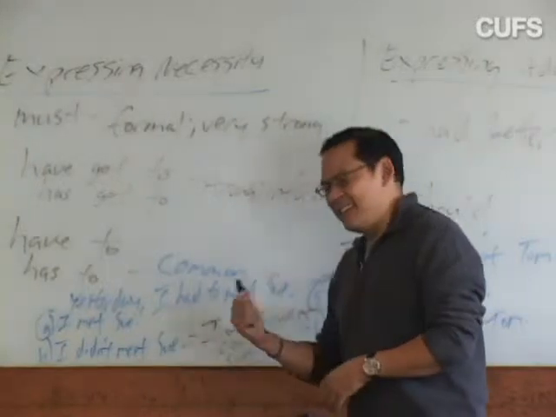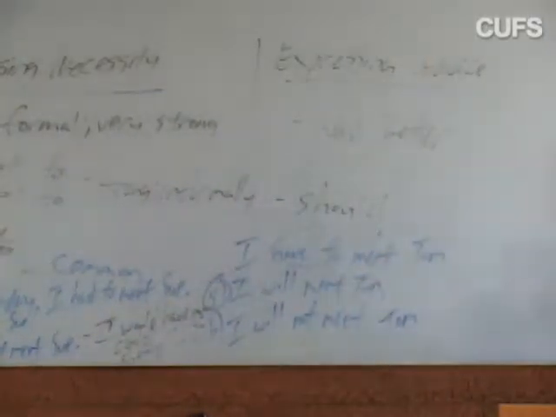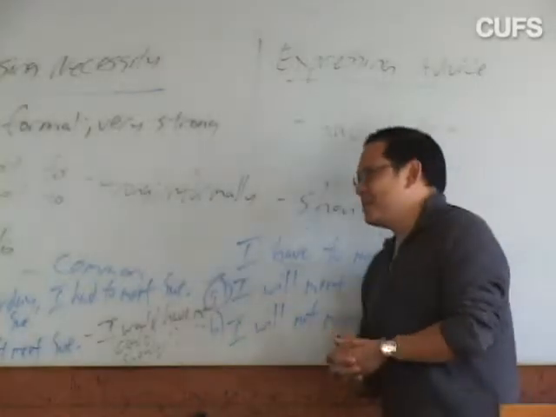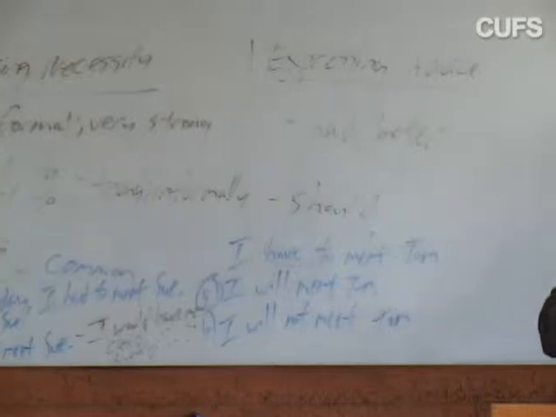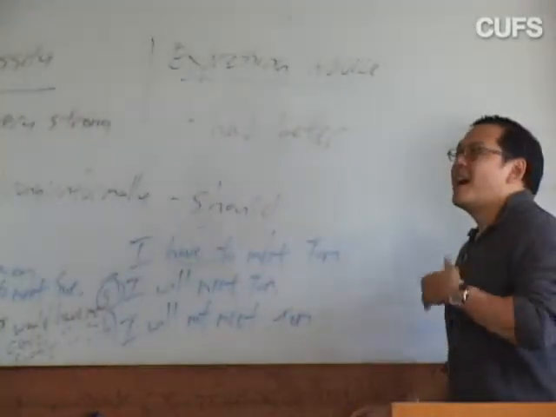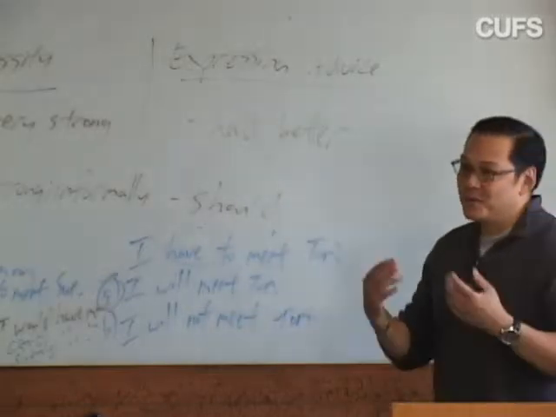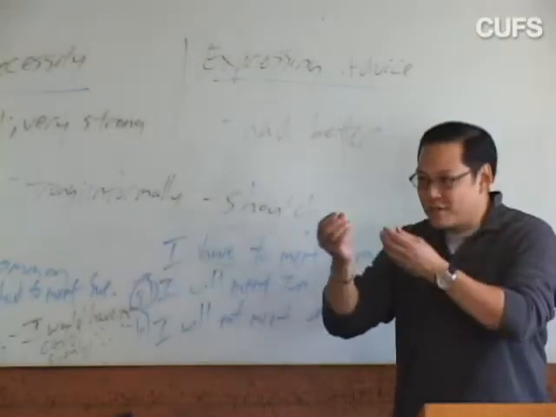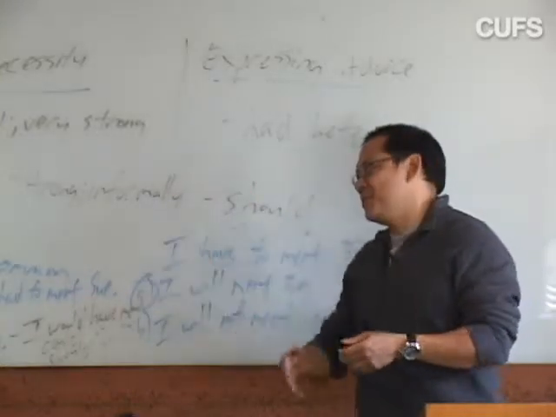Had to means I did in the past. Do you understand? So for example, yesterday I had to go to the hospital. What does that mean? I went to the hospital. Yesterday I had to go to the hospital. What does it mean? I went. There was a reason. I was sick or my friend was sick. I went to the hospital. Okay?